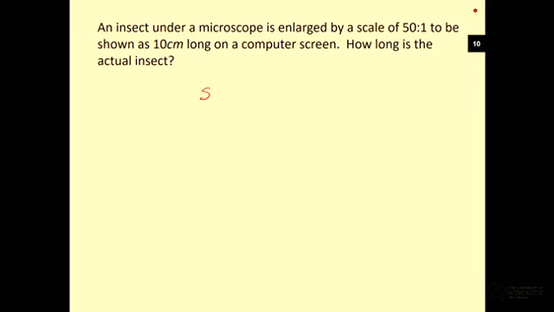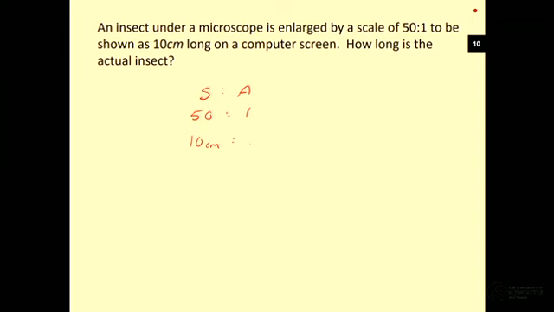Well, scale to actual is 50. The actual thing is 50 times smaller than what you're seeing. What you're seeing on the computer screen is the scaled measurement here, which is 10 centimetres. So 10 centimetres to something, well, you could look at it this way and say this number divided by 5 gives that. So the answer is 1/5 or 0.2.